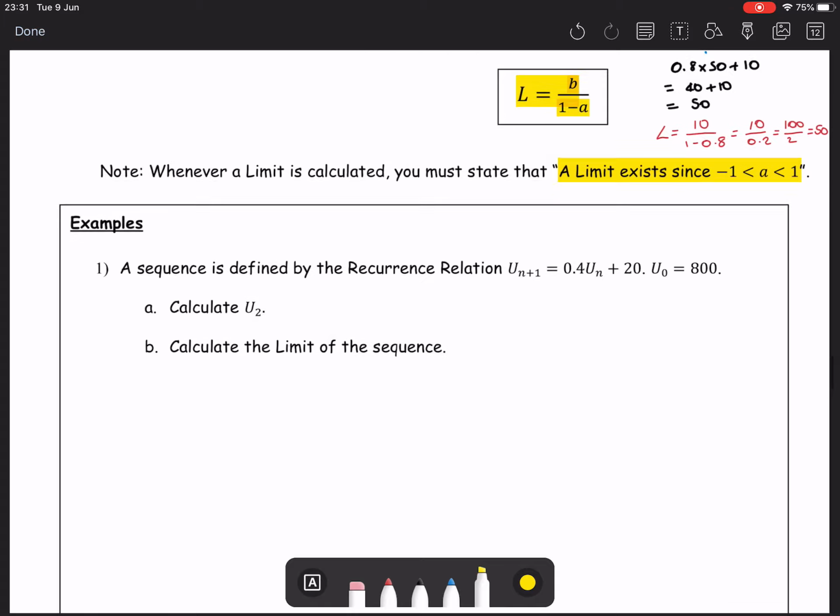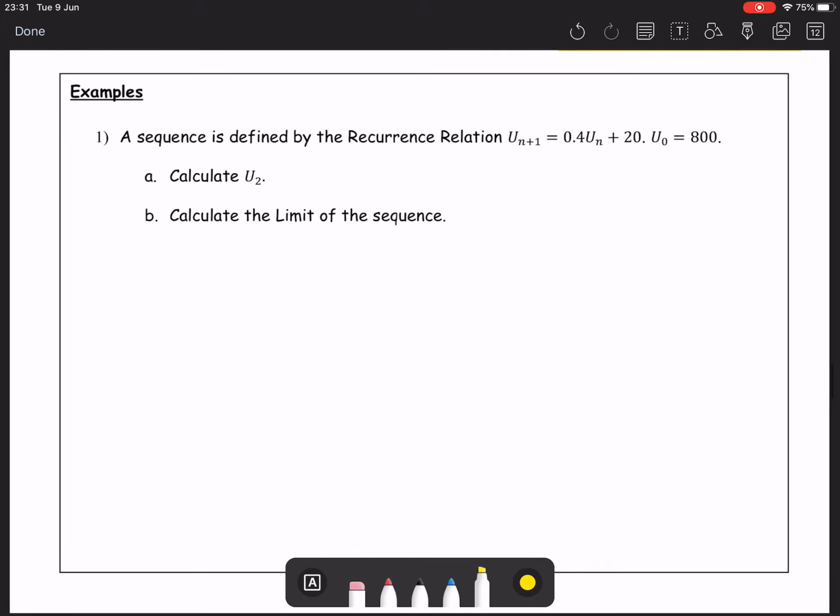So, seeing this in action, a very typical question: a sequence defined by the recurrence relation. Okay, so we have an a value of 0.4. We know by looking at it that a limit exists. Let's go through our calculation.